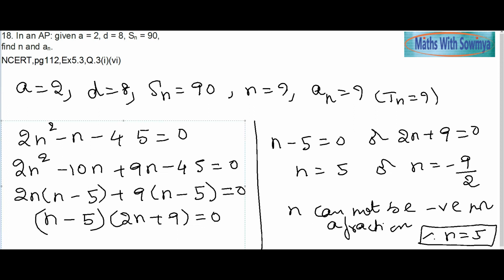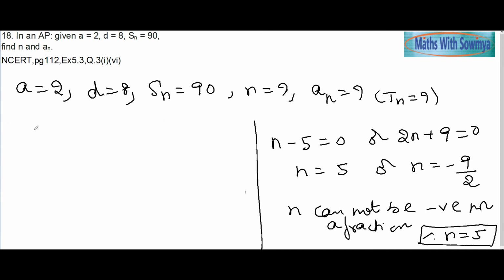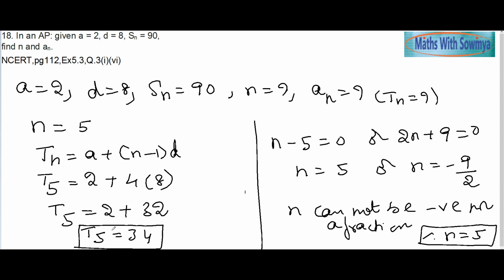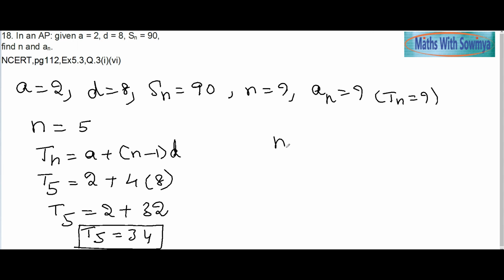So we got the value of n. n is equal to 5. We have to find Tn. T5, A is 2, 5 minus 1, 4. So we got both the answers asked. So you can finally give your answer: n is equal to 5 and T5 is equal to 34.